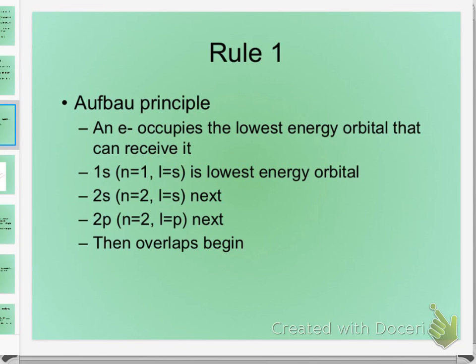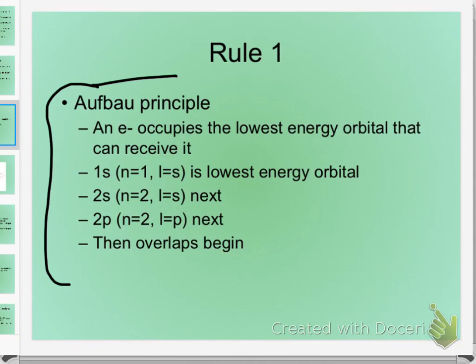The first one is called the Aufbau principle. What the Aufbau principle says is that electrons are lazy. Electrons go into the lowest energy orbital possible. So they're going to fill all the low energy orbitals before they start filling higher energy orbitals.